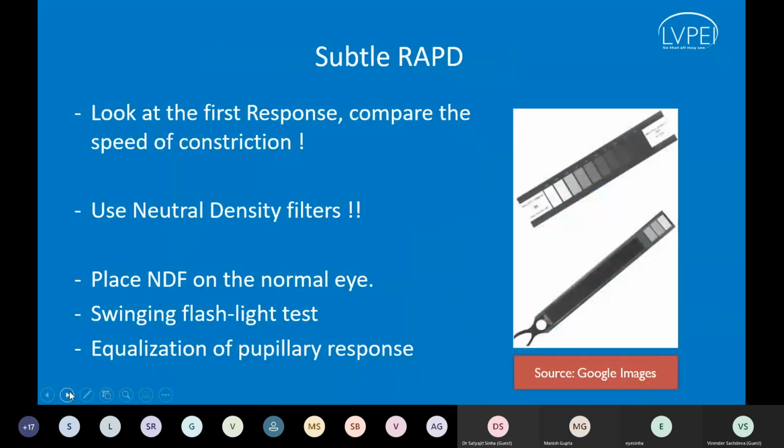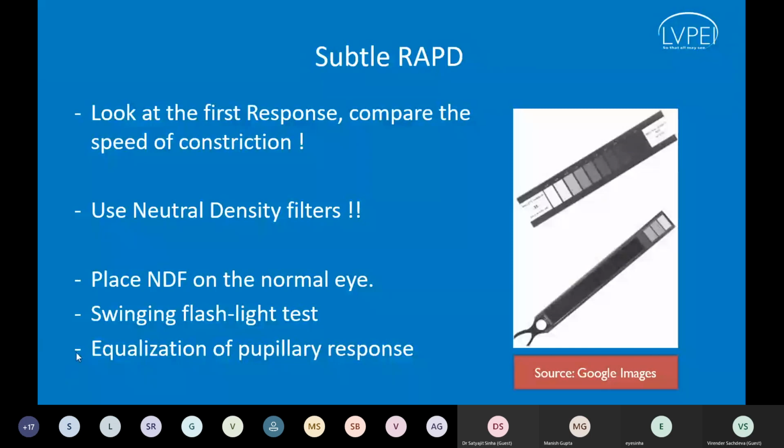And if there is a subtle RAPD, how will you pick it up? What you can do is look at the first response and compare the speed of constriction. So you see the light response in the right eye and the left eye. If it appears to be an asymmetrical response, one eye faster than the other, then it is suggestive that the eye which has a slower response is likely to have a RAPD.